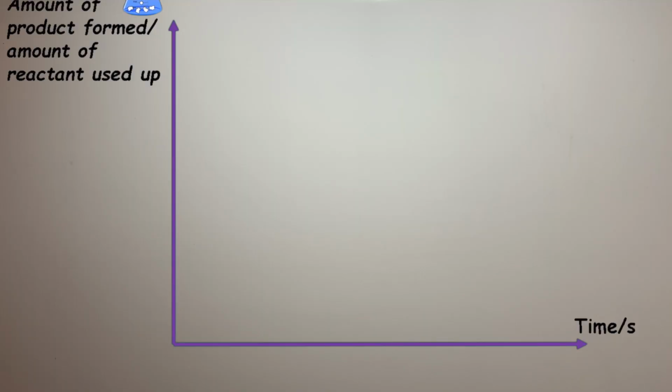We can work out the speed of a reaction by recording the amount of product that's formed in a reaction or the amount of reactant being used up. Now on the graph, the first part of the graph will be showing us where our reaction is the fastest, and this is where the reactants are coming together very quickly with frequent collisions to form our product.